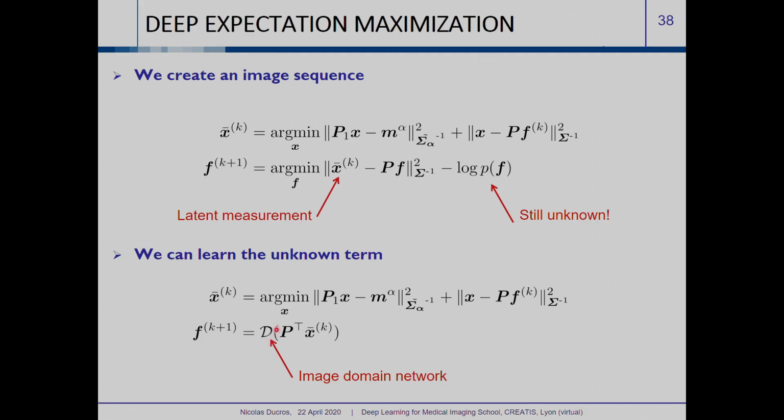So here D is a network, and as you can see, this network acts in the image domain. Here x bar, which is in the measurement domain, is multiplied on the left-hand side by P transpose. So this quantity P transpose x bar is in the image domain, and we will have a network that we will learn to provide the solution of this minimization problem, from which we have a term that is unknown. I think this is all we need to know about this. So let's go to the next slide.